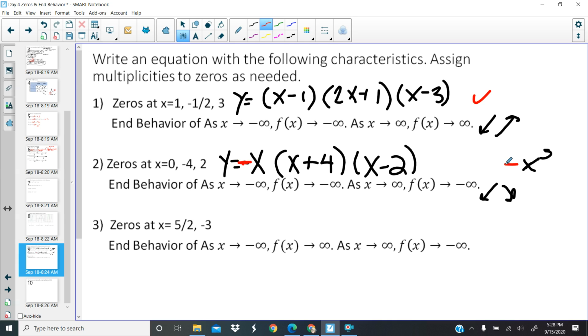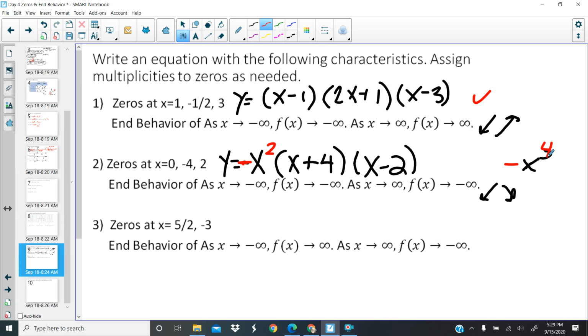But then we also need both ends to be pointing down, so we need the highest power to be even. So that means we need to change the multiplicity on one of these zeros to make that highest power even. So I'm just going to change it on the x that's in the front, and I'm going to make it squared. So then if we multiplied negative x squared times x, then we would have a negative x to the 4th, which would have the end behavior down, down, which is what we're looking for.